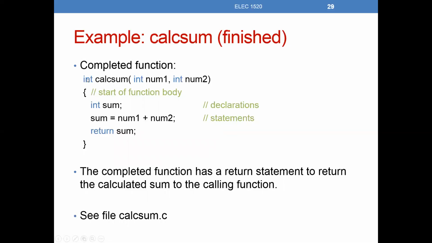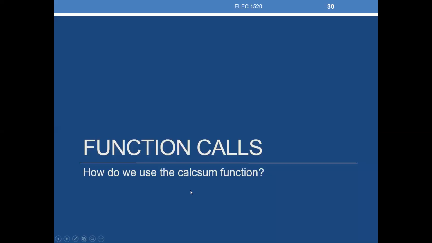So we can change this now. Now we have our complete function header. We have the complete behavior. We needed to add this statement, return sum. And that gives us a function that calculates the sum of two numbers. Now we might want to know, how do we use that function? How are we going to call it and use it? And that's the next topic.